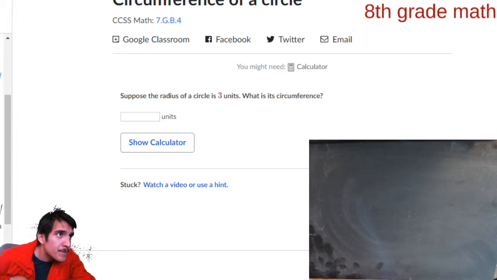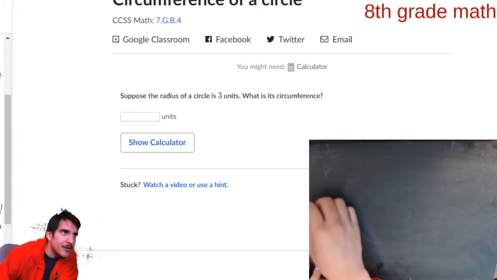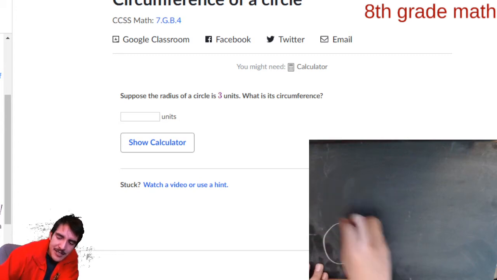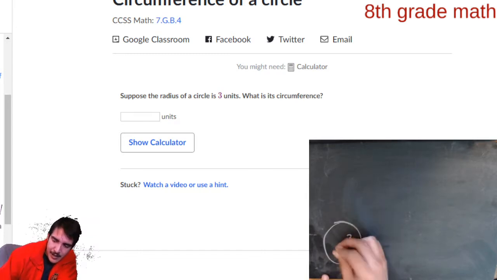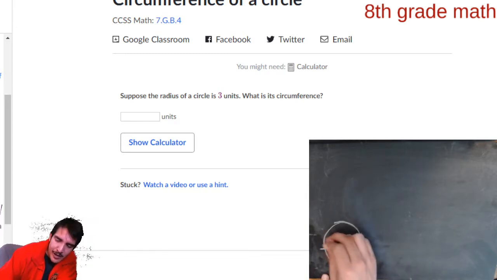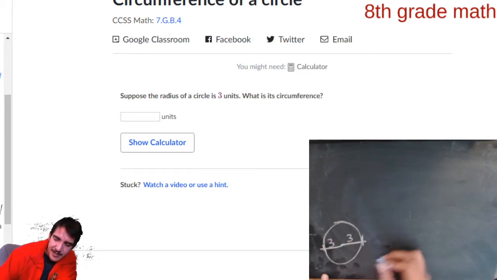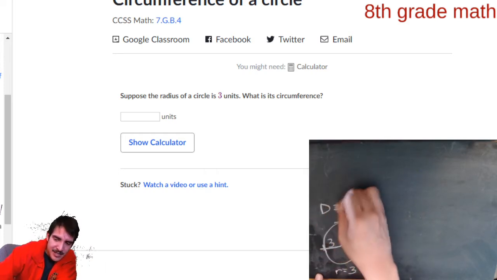Okay, suppose the radius of a circle is 3 units. What's the circumference? Well, there's really one way. Let's look at this circle. That's a radius, right? Our radius is 3, which means that if you go the full way across, that's another 3. So the diameter is actually 6. Radius equals 3, but diameter equals 6.